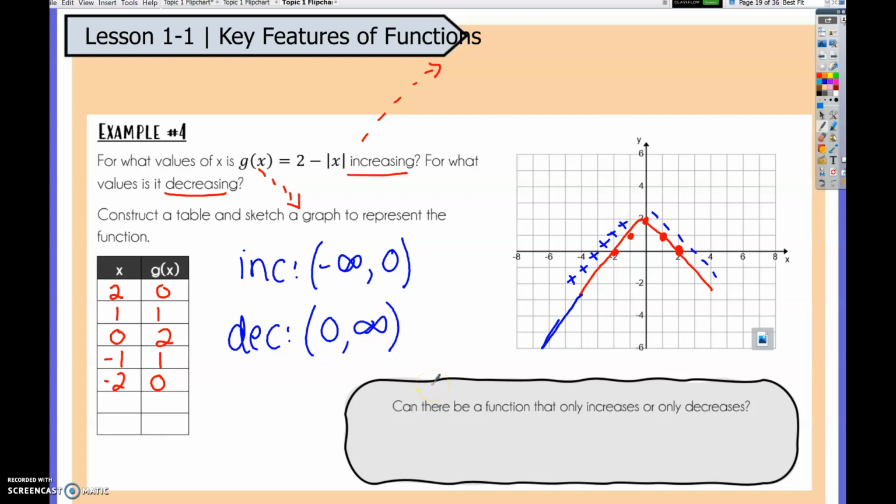Once again, notice how our 0 uses parentheses because it can't be increasing and decreasing at that very top. It's really doing neither.